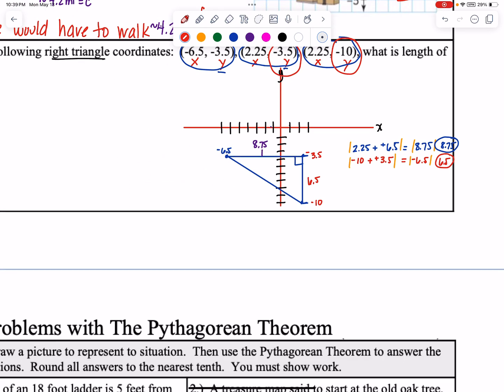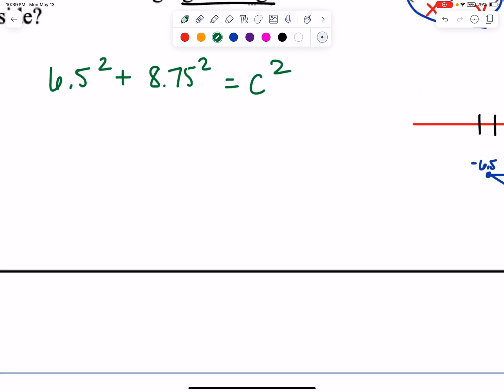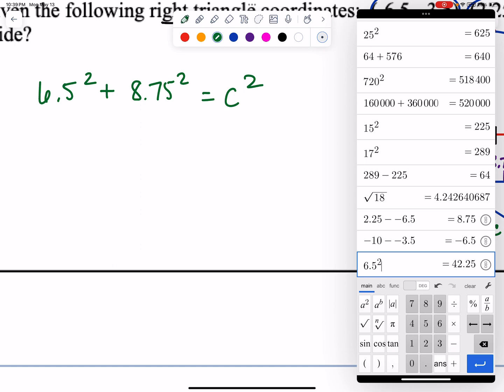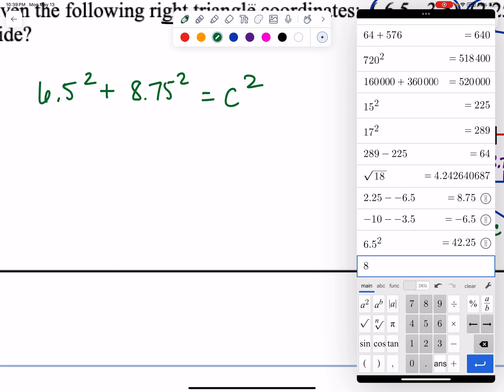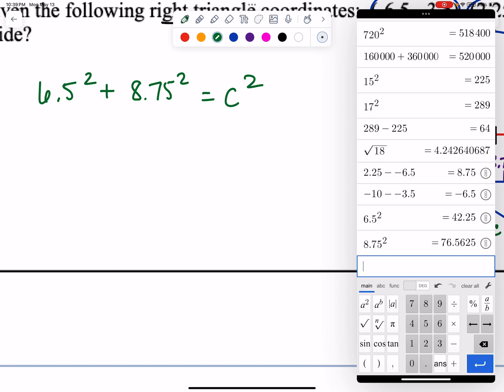Now we can go ahead and figure out what our third side is. Okay, so we have A, B, and C, and we can go ahead and solve. So A squared plus B squared equals C squared. Okay, and we can go ahead and figure this out together. So 6.5 squared is that. 8.75 squared is that. And I do want you to show the layers because then we can see where we maybe made a mistake.